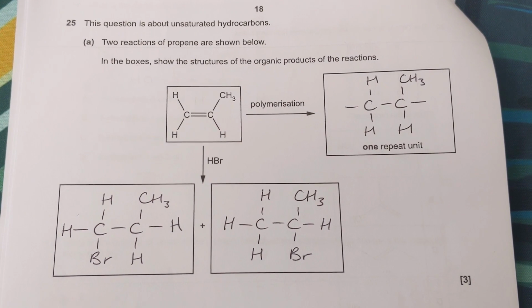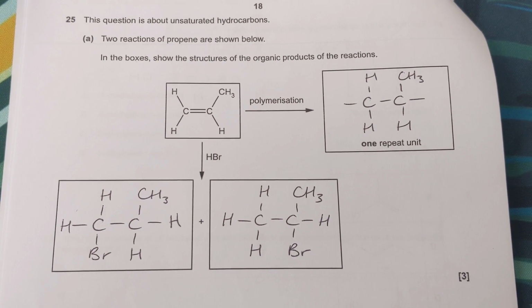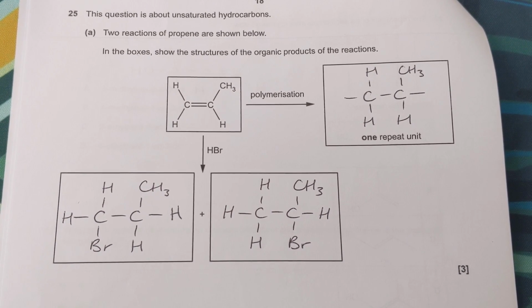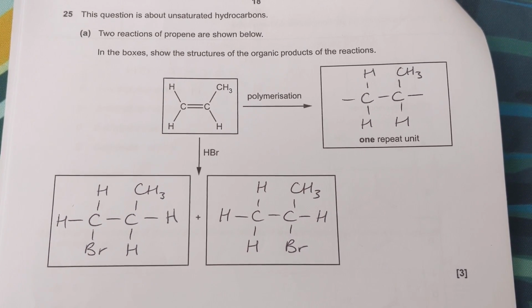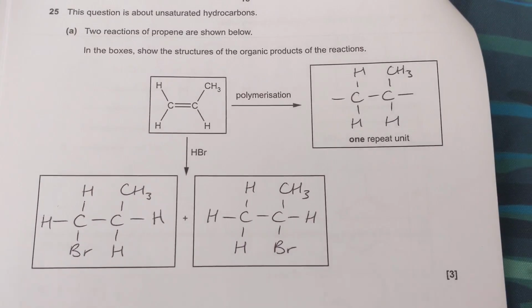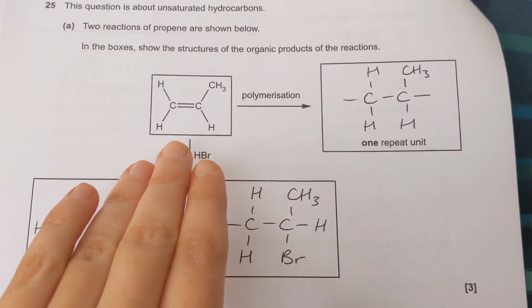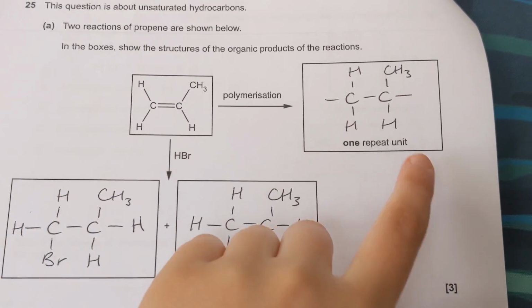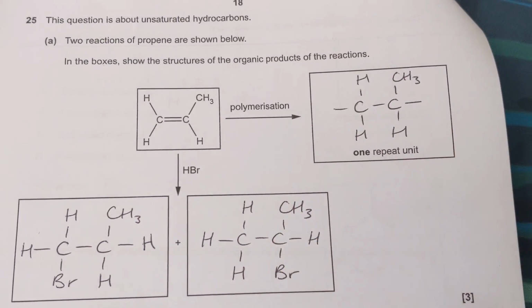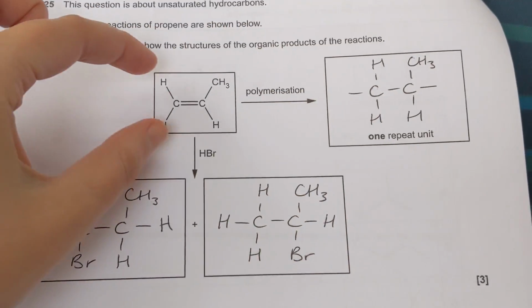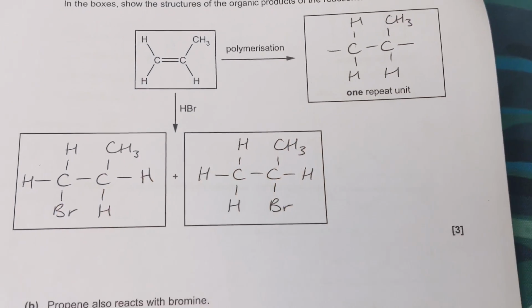This question is about unsaturated hydrocarbons. 2 reactions of propene are shown below. In the boxes show the structures of the organic products. So the first one, polymerization, we get rid of that double bond and we just show one repeat unit. So we've got our hanging single bonds on the end, and these are just where they were before.